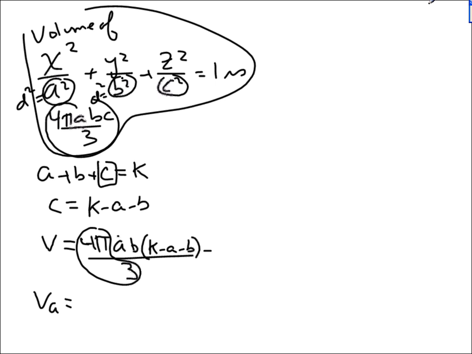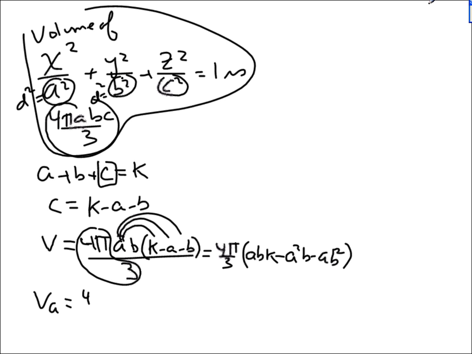And let me multiply this out. You get 4 pi over 3 times abk minus a squared b minus ab squared. Yeah, I guess that is easier. So v sub a, the constant stays, times the derivative of this with respect to a. It's bk minus 2ab minus b squared.